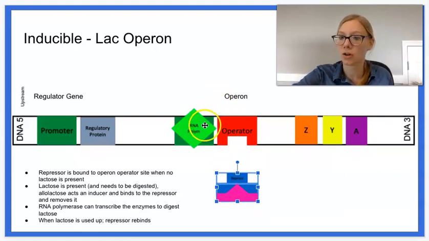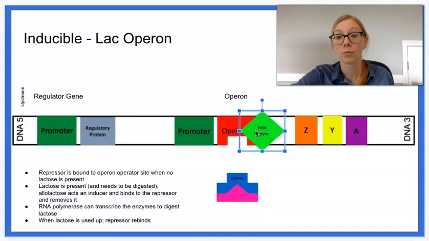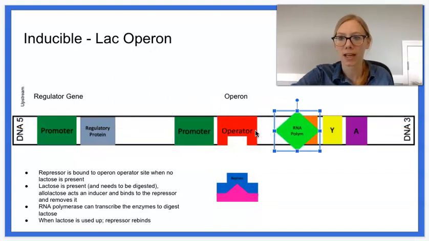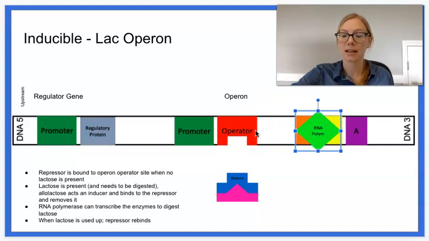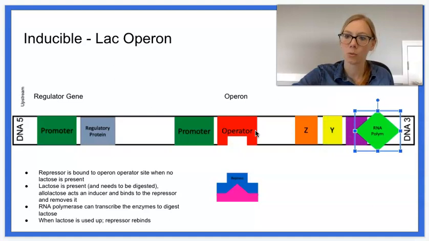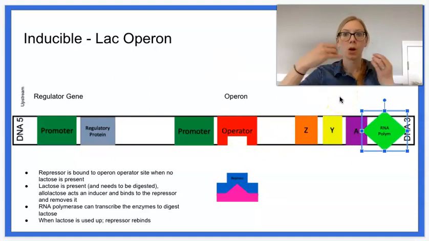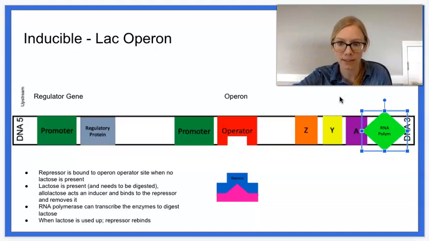Okay, now it is no longer blocking my operator, so RNA polymerase can go ahead and transcribe the rest of my genes. Okay, it's going to make that mRNA copy of genes Z, Y, and A, right, and continue over and over and over again. Why is that important? So I'm making the enzymes that will go ahead and digest lactose.